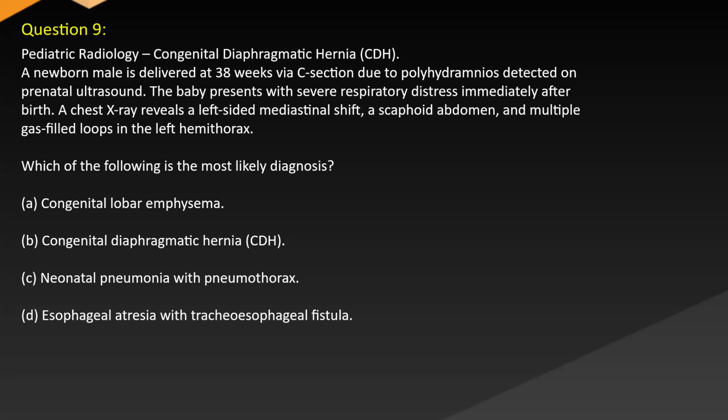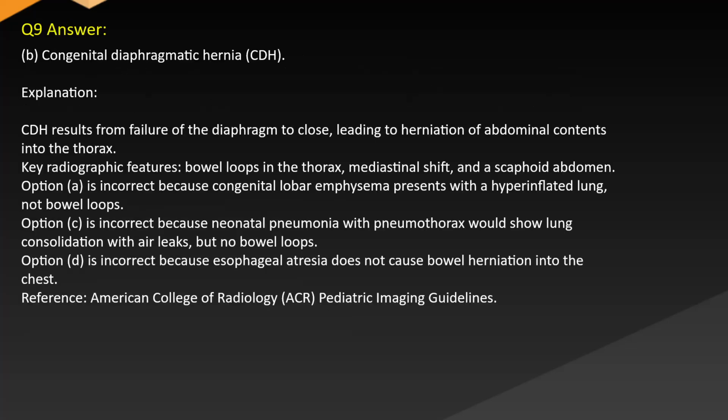Diagnosis? A. Congenital lobar emphysema. B. Congenital diaphragmatic hernia (CDH). C. Neonatal pneumonia with pneumothorax. D. Esophageal atresia with tracheoesophageal fistula. Answer: B. Congenital diaphragmatic hernia (CDH).